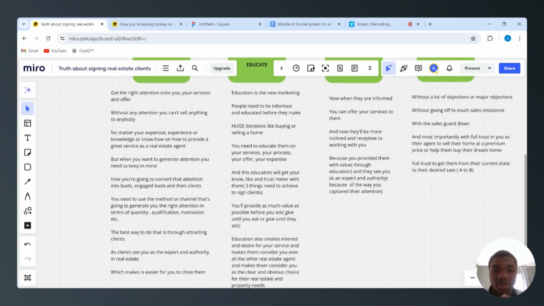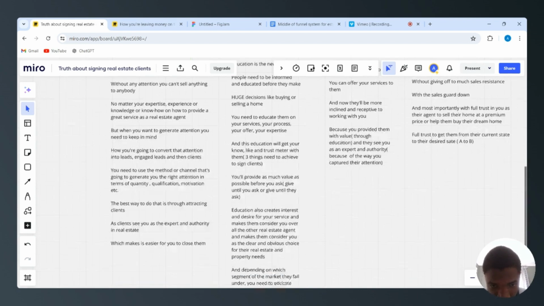So you provide as much value as possible before you ask. When you educate people about all things real estate, about your process, about your service, you're giving so much value until you ask, or even in better cases, give until they ask. So you educate so much that they offer themselves to you. How cool is that? When you educate, it makes the sales process so much more effective. It makes it so much easier for you to close at the end of the day, literally, guys.